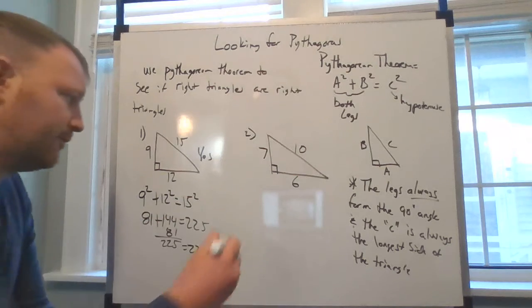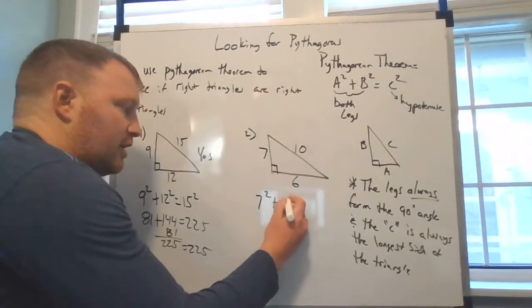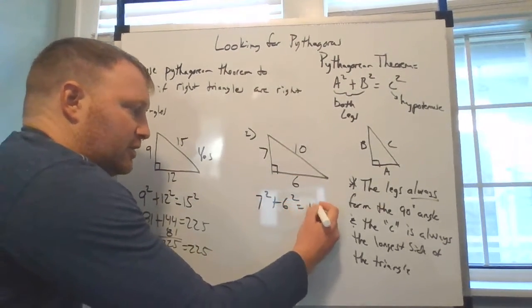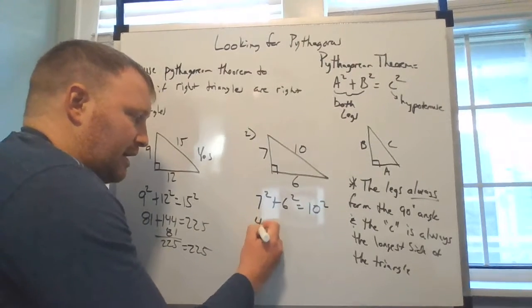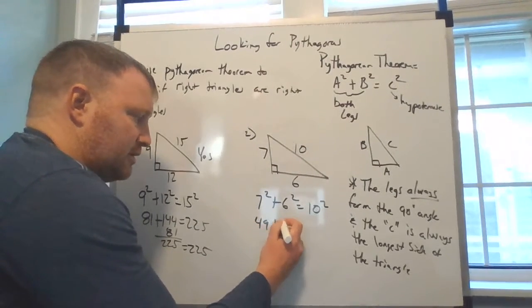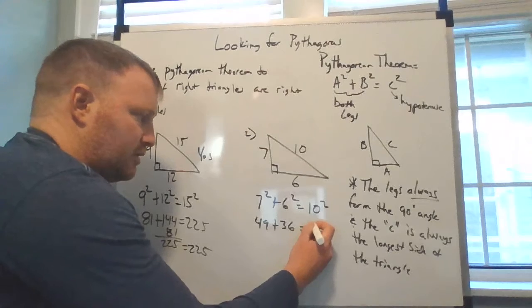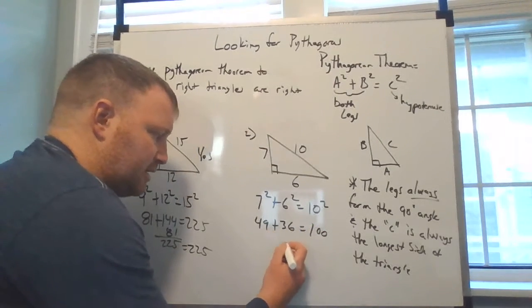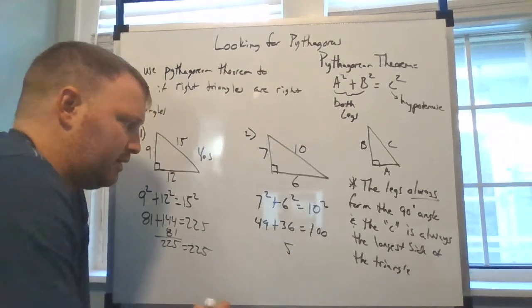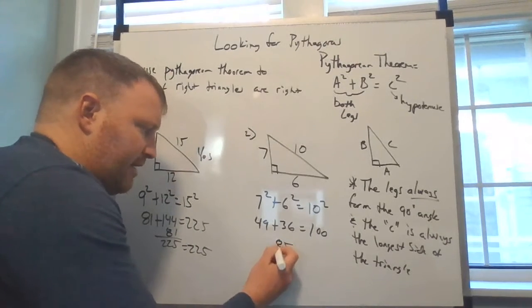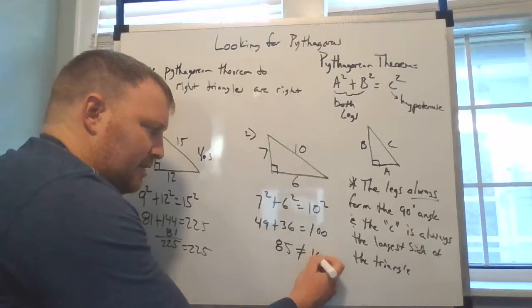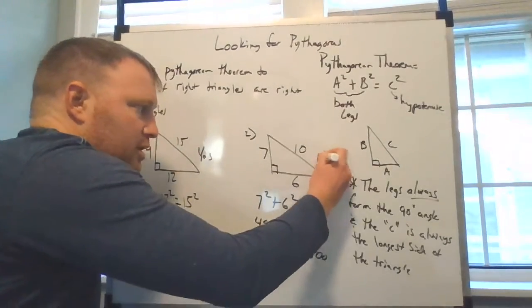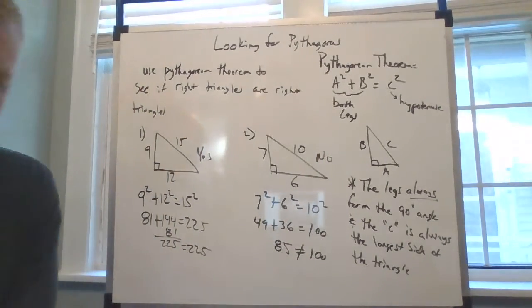Let's test this one over here. So 7 squared plus 6 squared equals 10 squared. So I got 49 plus 36 equals 100. And 49 plus 36 is 5, carry the 1. I got 85 does not equal 100, so no, not a right triangle.